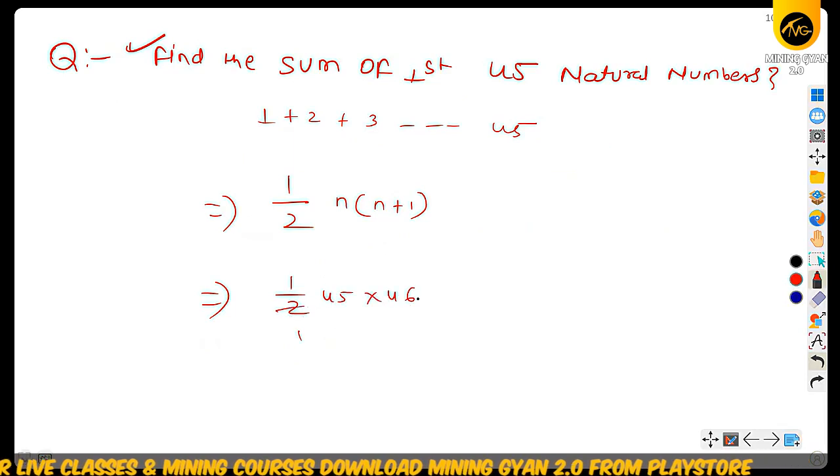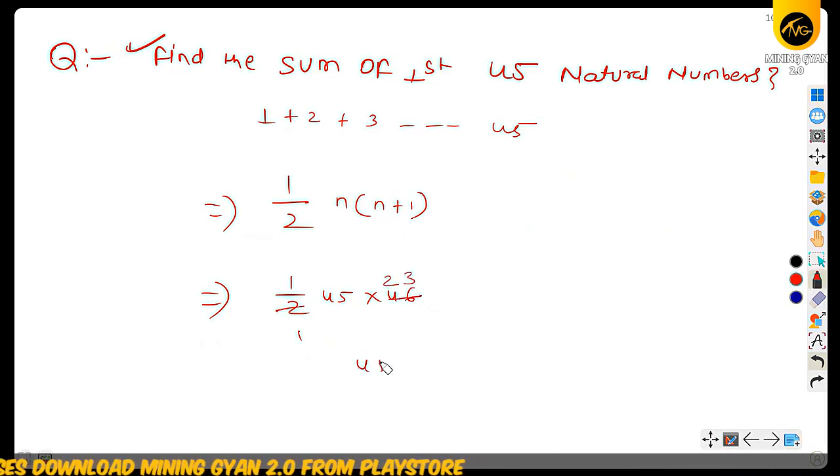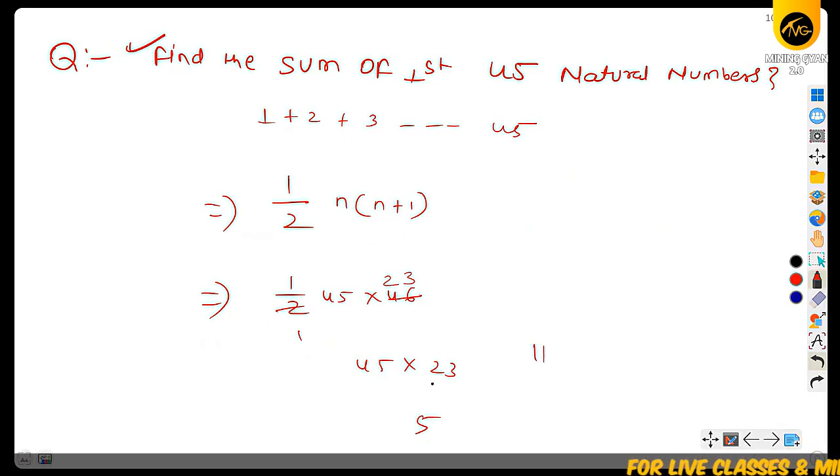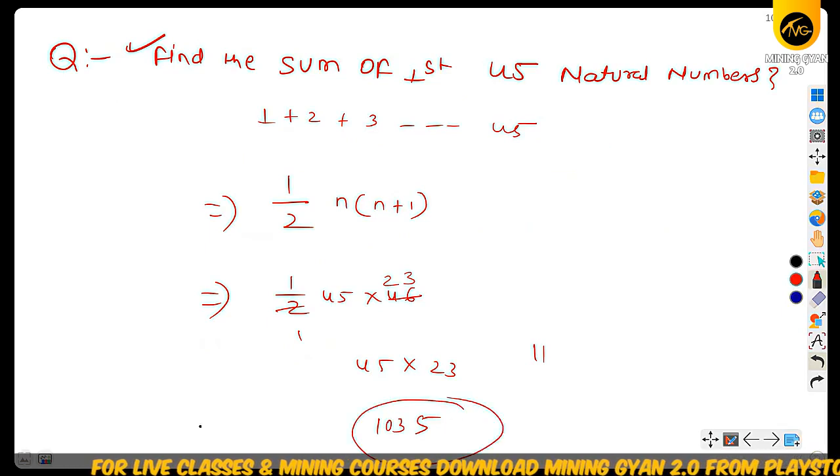Now you can cancel: 2 1s are 2, 2 23s are 46. So just multiply 45 into 23. 23 times 5 is 115, 23 times 40 is 920, and 920 plus 115 is 1035. So the answer is 1035. That is correct. Okay.